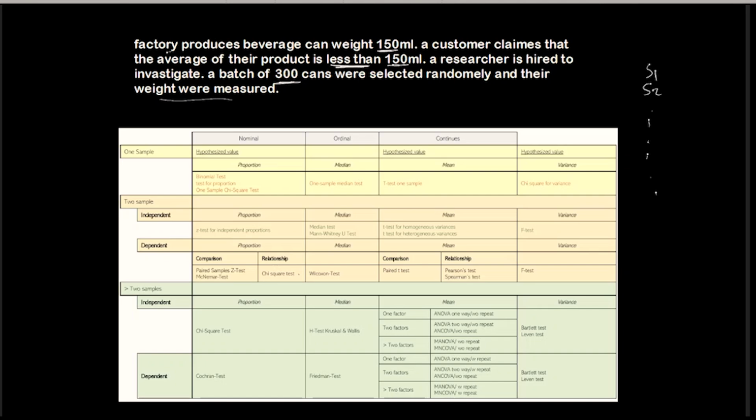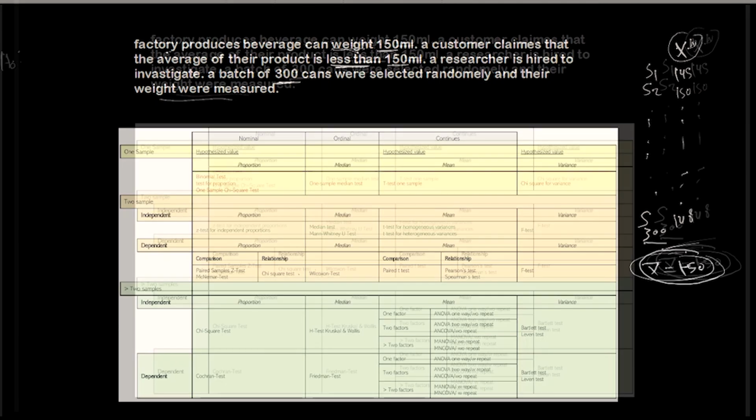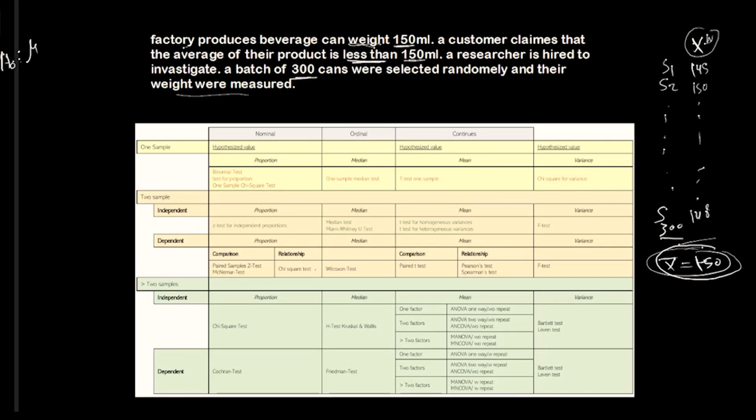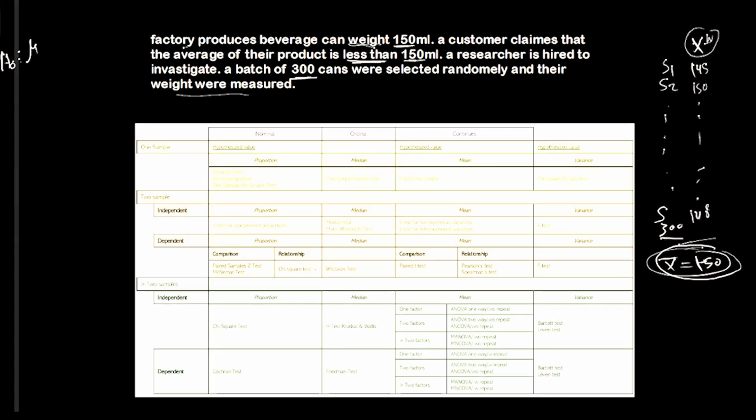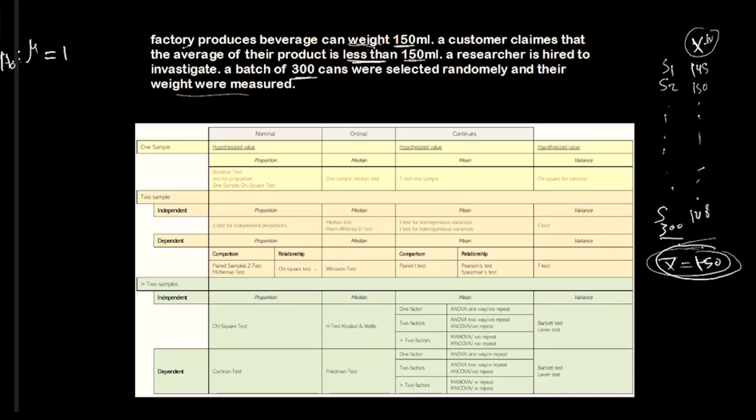So we have 300 cans, right? The variable X happens to be the weight, right? I would get, of course, the X bar of them. We expect this to be 150. That is, we have the mu, the average mean, in this case for the weight, equal to 150. This is what the claim of the company says, actually. But the alternative is less than 150.